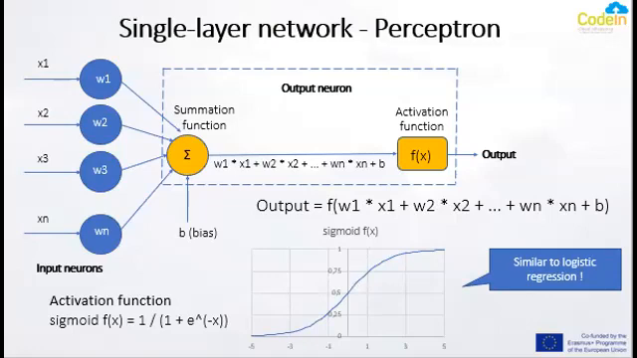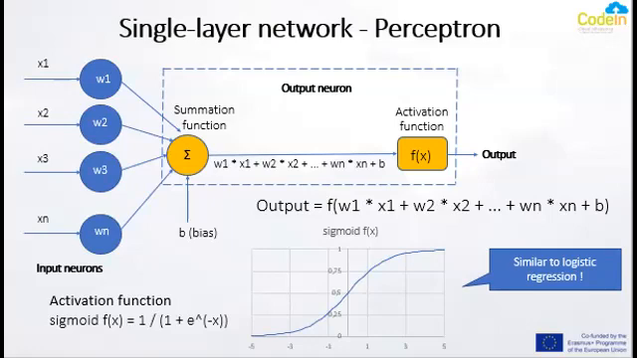With this basic setup, perceptrons can be combined to create more complex networks, capable of learning from data and making decisions, similar to logistic regression. Let's dive into the world of perceptrons and discover their fascinating topology.